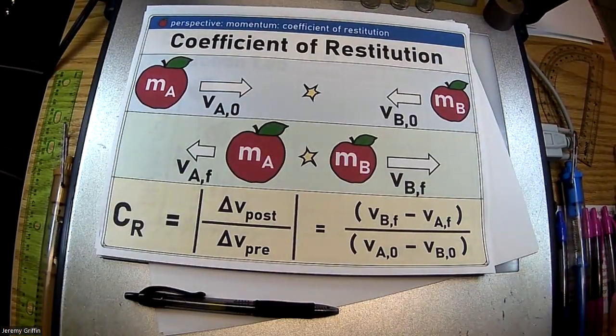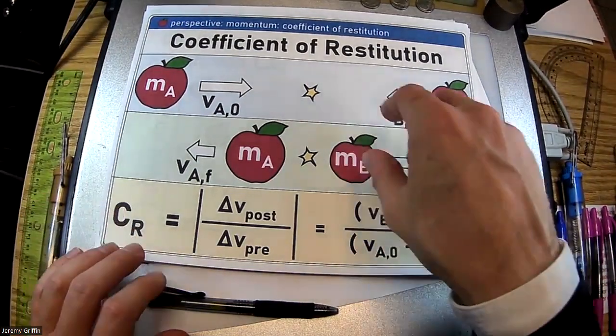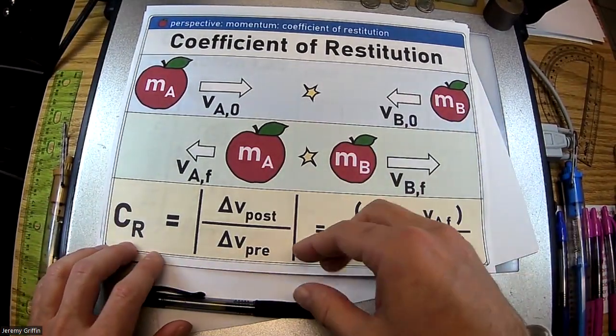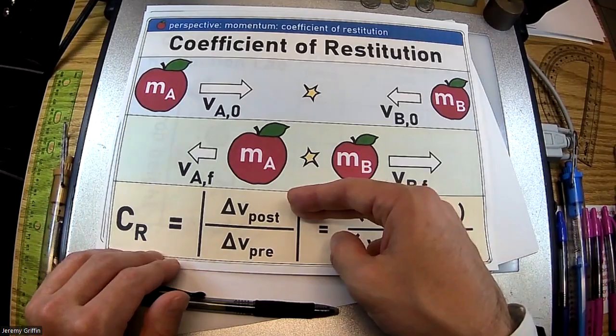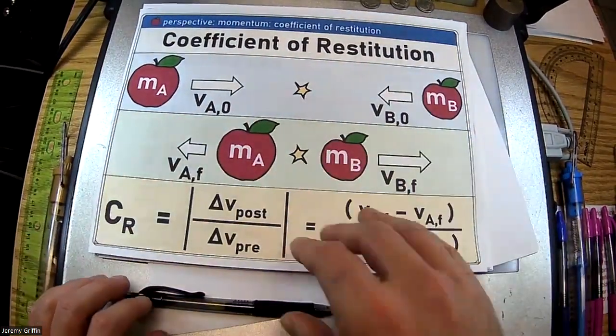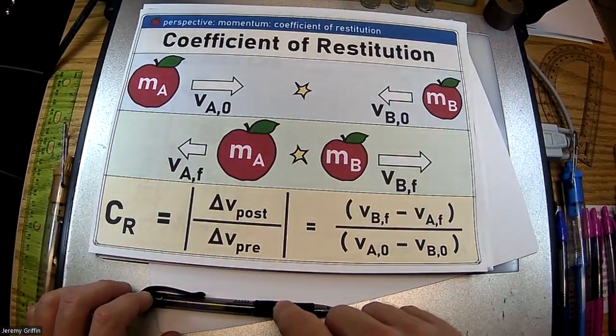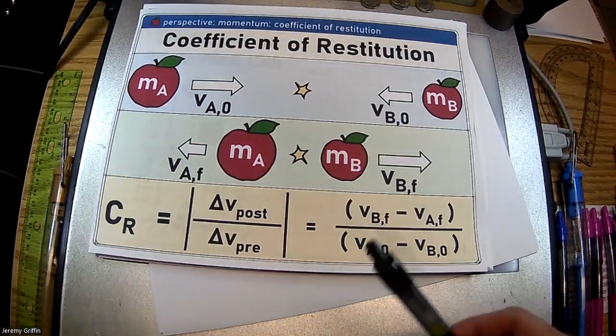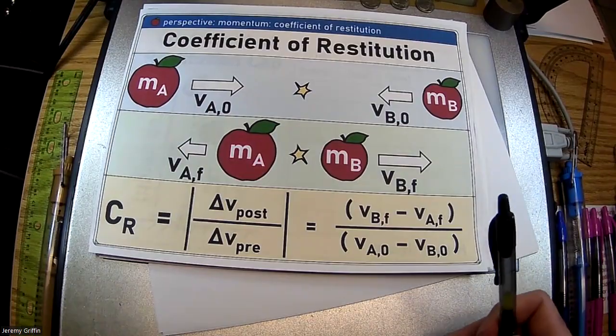How bouncy is a collision? The physics term for that is coefficient of restitution. And that means what is the post-collision difference of velocity compared to the pre-collision difference of velocity, if I'm taking difference of velocities. Notice that mass is not part of this setup, right? But maybe material properties matter.